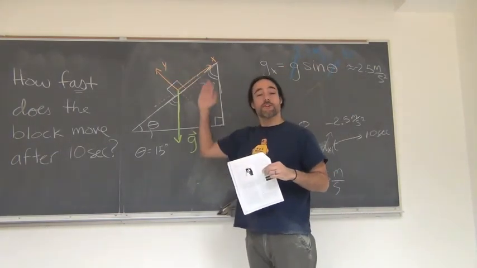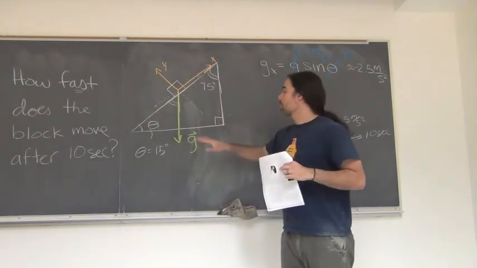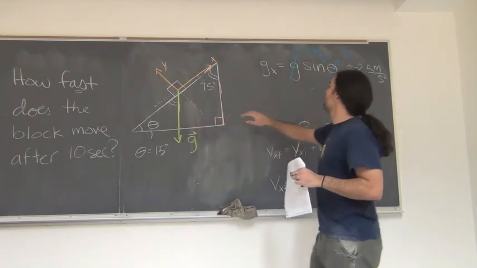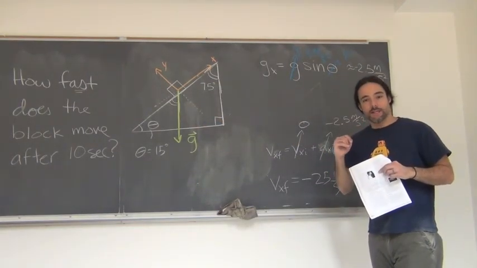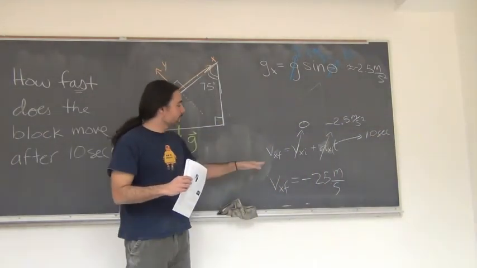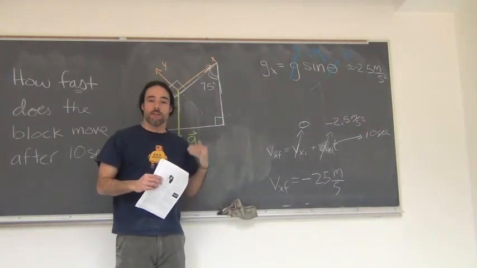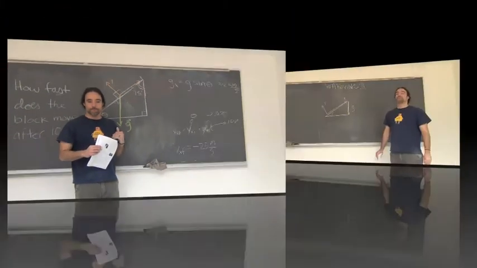So by doing these steps, step 1 is define your coordinate system. Coordinate system makes a big difference in how easy the problem is going to be to solve. Step 2, break your vectors into components. Here we found the x component of the acceleration of gravity. Then we solved it as a one-dimensional motion problem to get the final velocity that the block is sliding down, 25 meters per second after 10 seconds.